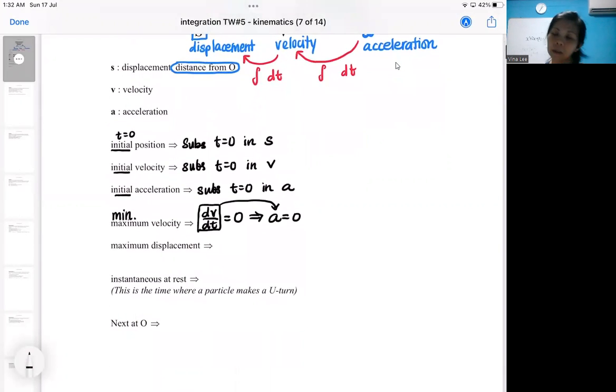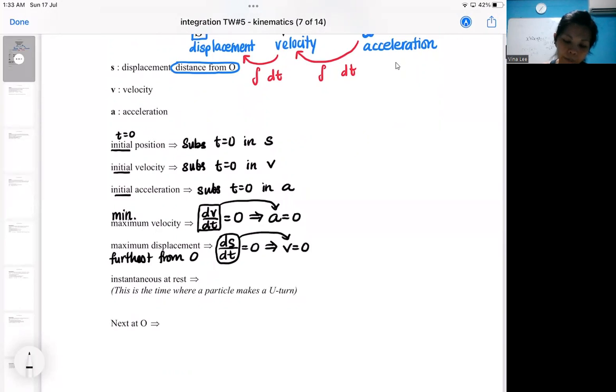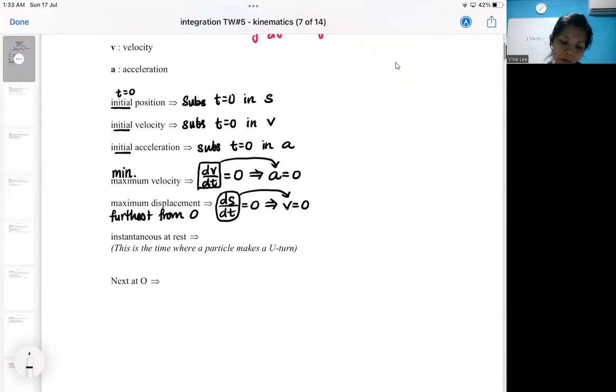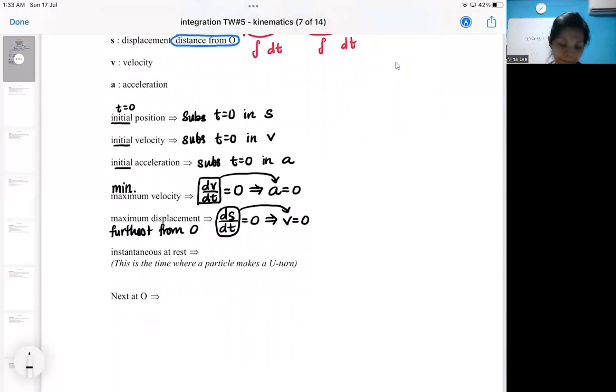And we also get maximum displacement. That means the furthest you can get away from O. So you will differentiate displacement and set it equal to 0. And if you explore the relationship again, if you differentiate displacement, you get velocity, so velocity equal to 0. That's based on your logic of maximum area, maximum volume, minimum and maximum points, all that. It's the same idea.